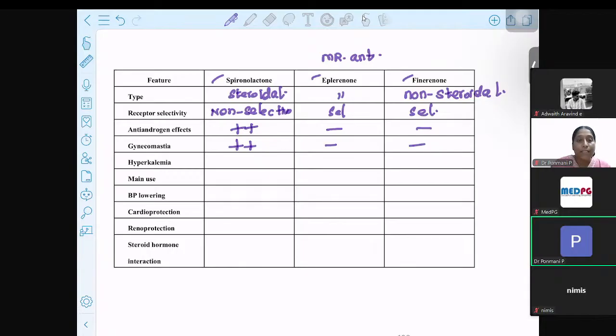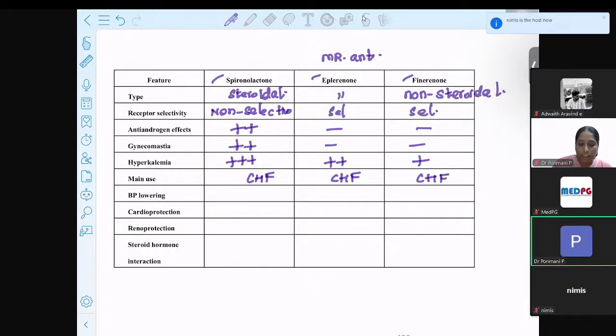And what about hyperkalemia? Spironolactone has an increased tendency to cause hyperkalemia, which is decreased with the other two, eplerenone and finerenone. And what is the main use? As we know, this mineralocorticoid receptor antagonist has a very important use in congestive heart failure. It is going to prevent the remodeling of the heart. In addition, since spironolactone decreases the androgen level, it can also be used in hyperandrogenism. This is an additional use of spironolactone.